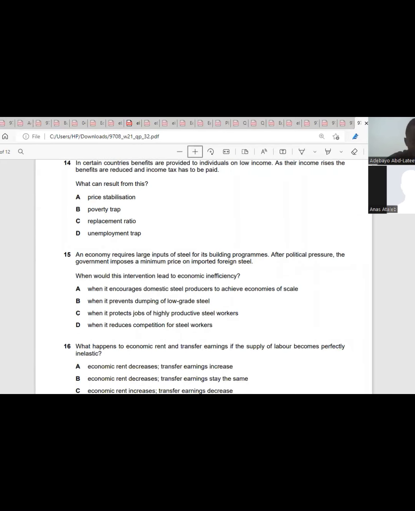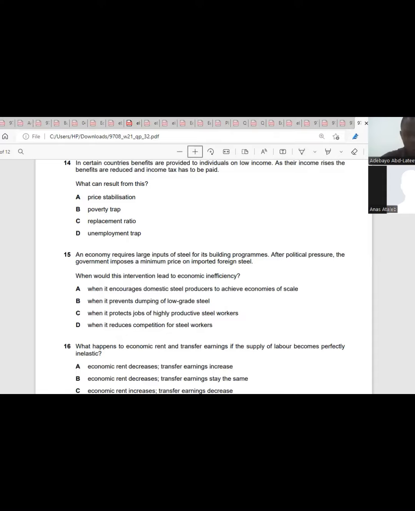Question 14. In certain countries, benefits are provided to individuals on low income. As their income rises, the benefits are reduced and income tax has to be paid. What can result from this? We did this question, I think, yesterday. Individuals that are on low income, where are they? They are in the poverty trap. As their income rises, the benefits are reduced and income tax has to be paid. So now that their income is increasing, government is trying to raise their taxes too. So what can result from this?